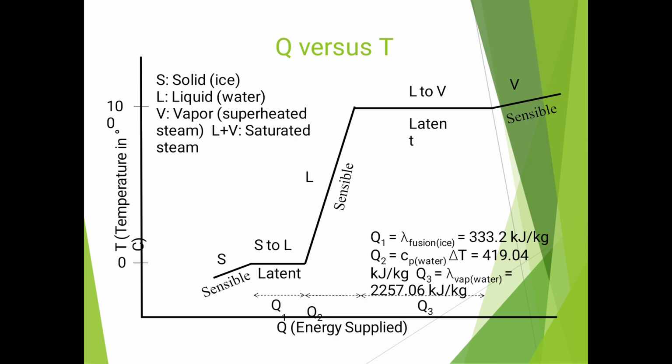Next, Q versus T. It is represented as Q versus T, where Q is the energy supplied and T is the temperature in degrees Celsius. Here S to L is sensible to latent, and L to V is latent to sensible.